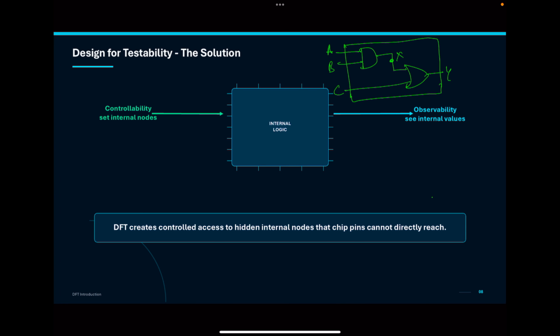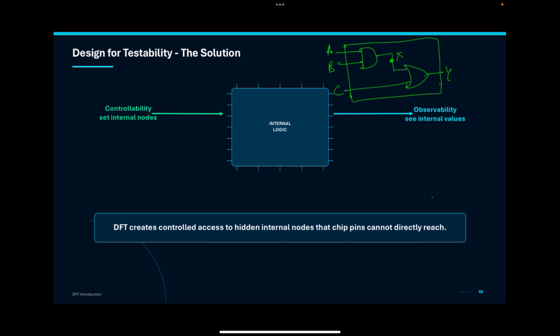Let's understand how controllability and observability in DFT help us to find faults in the design. DFT is mainly about making internal nodes easier to control and observe. Let's take an example which has an AND and OR gate in a design. The primary inputs are A, B, C and the primary output is Y. These primary inputs and outputs have direct controllability and observability. But the internal nodes won't have.